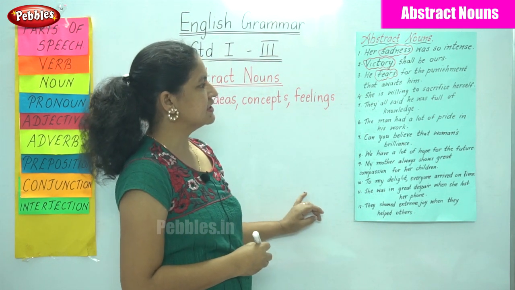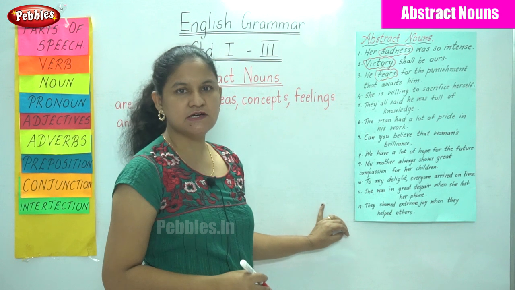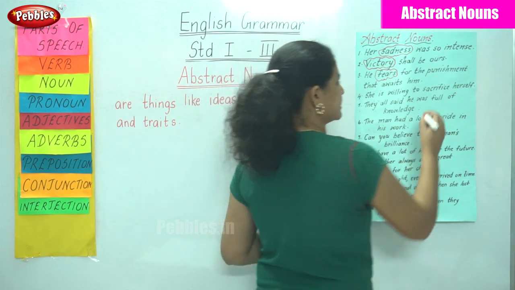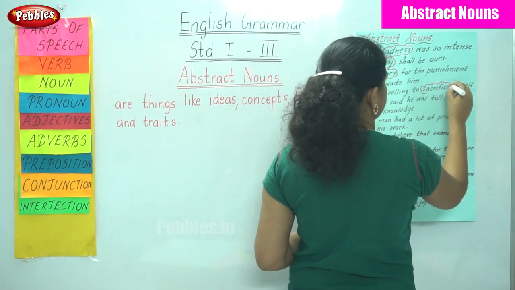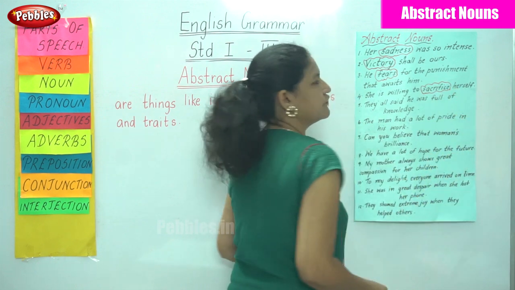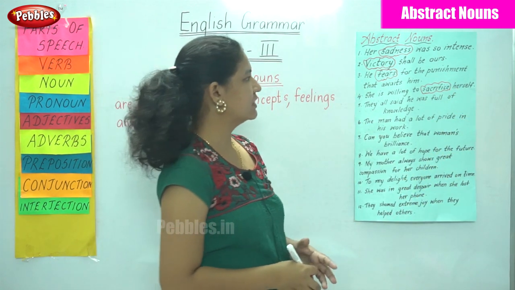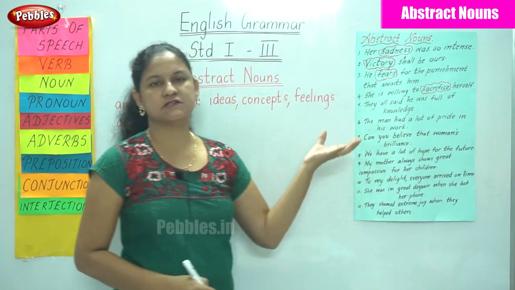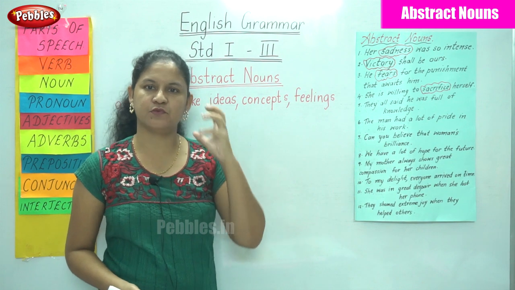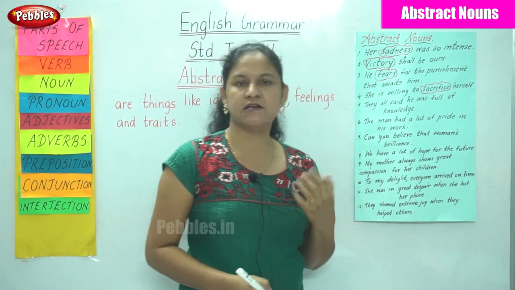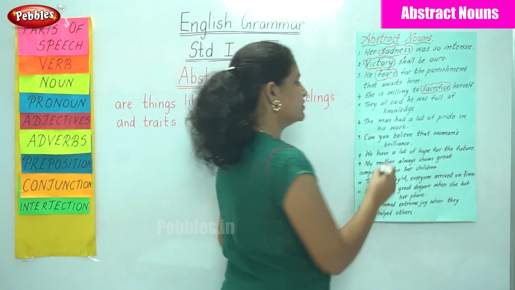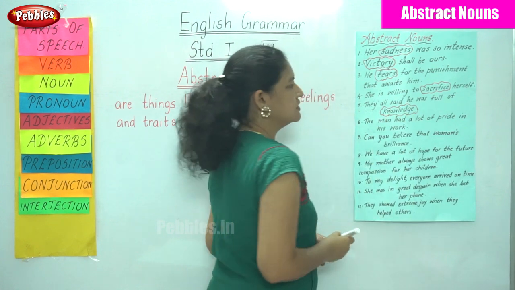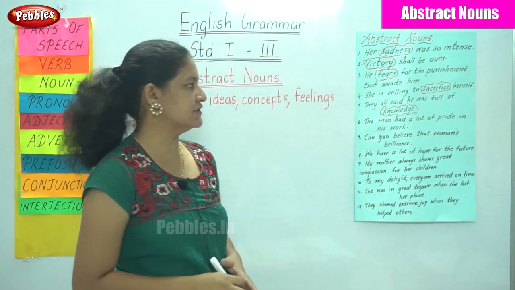The next sentence, she is willing to sacrifice herself. So the abstract noun in the sentence is sacrifice. Sacrifice is to offer something for somebody. The next sentence, they all said he was full of knowledge. So knowledge is something that we have. It is inbuilt and cannot be seen or touched. So the word knowledge is the abstract noun in the sentence. They all said he was full of knowledge.